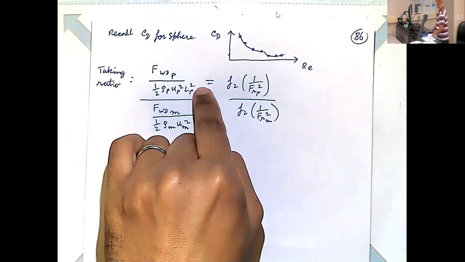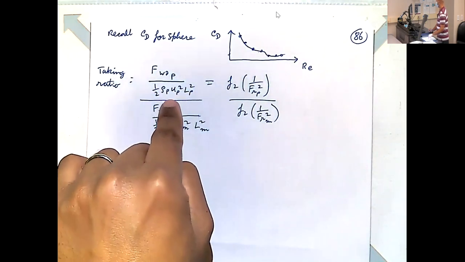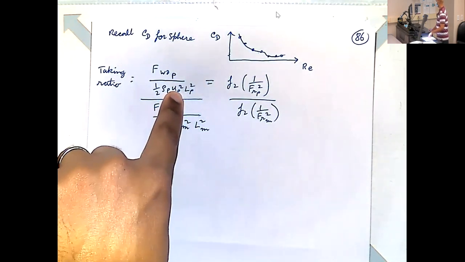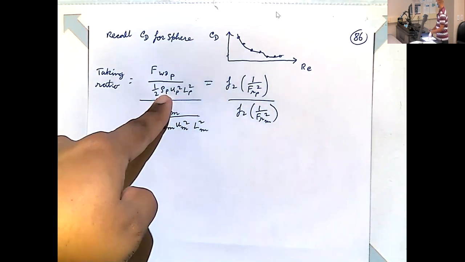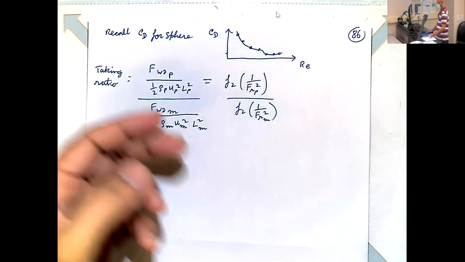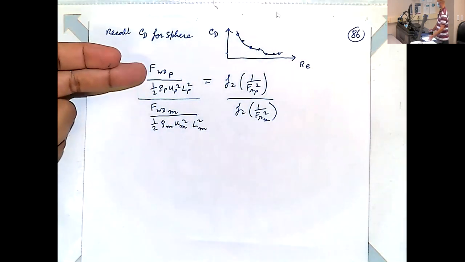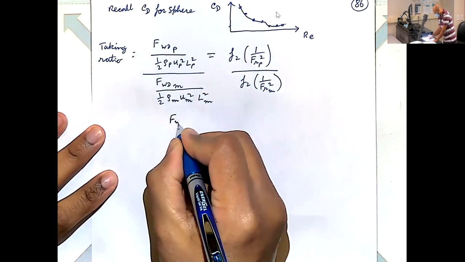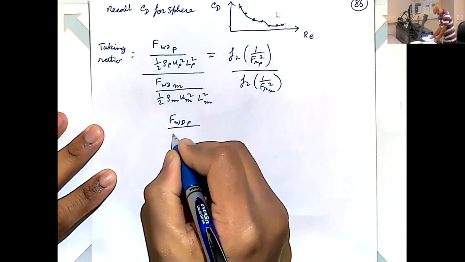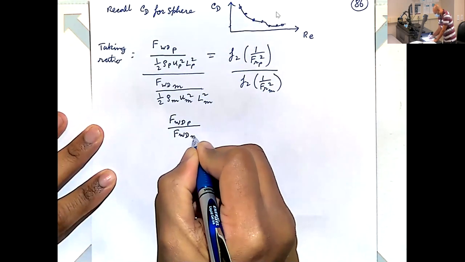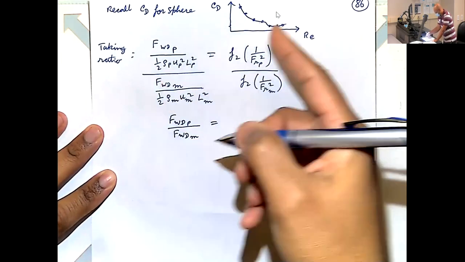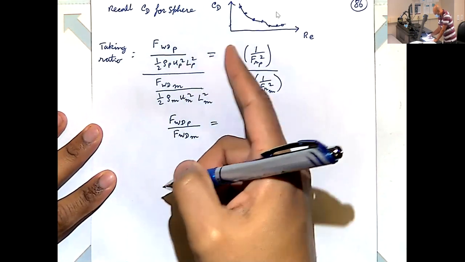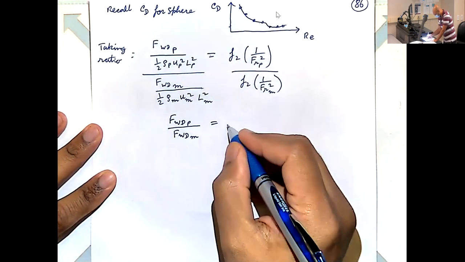And all of these things we can decide, right? I want to run my ship at 20 meters per second. Yeah, that's fast. And my length of the ship is known. I want to run it in the ocean. So all of these other things are also known. So the one we're after is what's the wave drag for the prototype? So we can make a ratio like that, wave drag of the prototype over wave drag of the model. We'll just take everything on the other side. So that goes up and that stays down. Yeah.